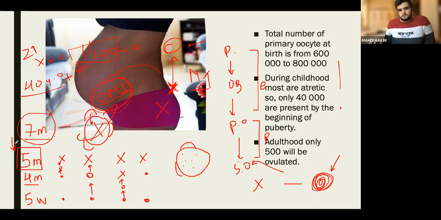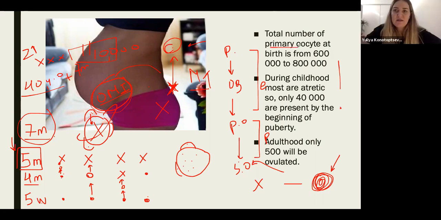7 million. How many primary oocytes are you going to have when you're born? 600 to 800,000. How many primary oocytes do you have when you start puberty? 40,000. So when you're born, you have 600,000 primary oocytes, but when you start puberty, you have 40,000. Why did they die, right? Why does so much death happen?